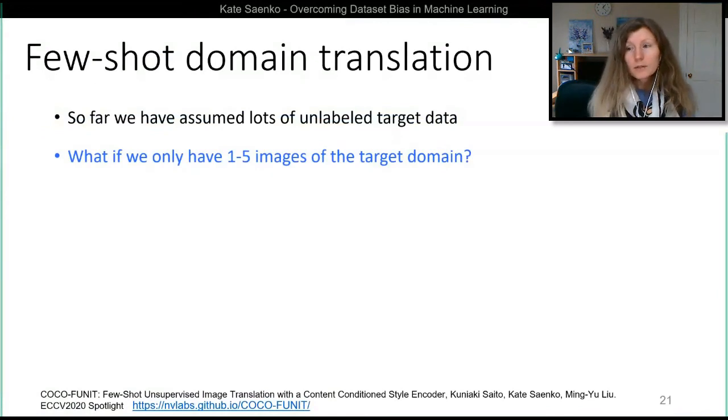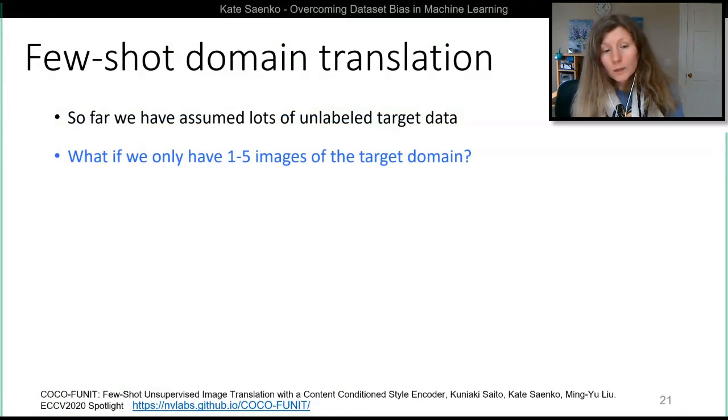Okay, well, that's great. This pixel space alignment seems pretty neat. But so far, we've been assuming that we have unlabeled target data. In fact, what I didn't tell you is that in order for that method to work, it needed to see quite a lot of unlabeled data from the target domain. But what if we only get one image or a couple images from our target domain? Well, unfortunately, the existing methods like CycleGAN or CyCADA that I showed you don't quite work.